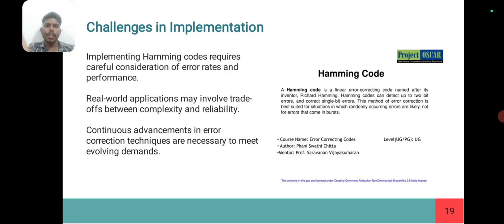Challenges in implementation. Implementing Hamming codes requires careful consideration of error rates and performance. Real-world applications may involve trade-offs between complexity and reliability. Continuous advancements in error detection and correction techniques are necessary to meet evolving demands.